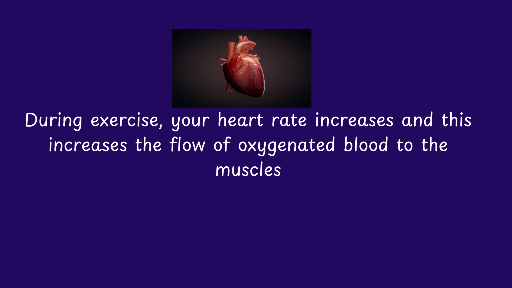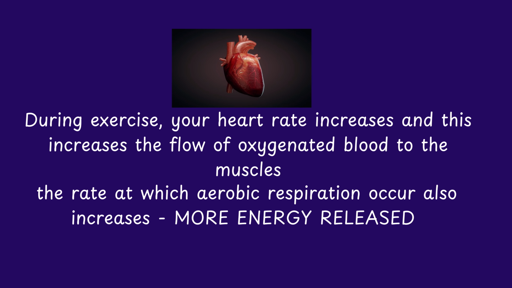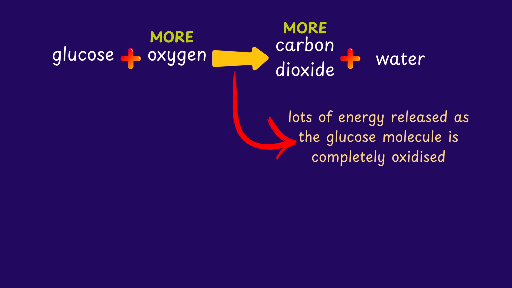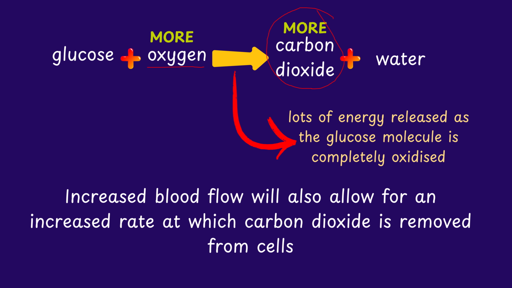During exercise, your heart rate increases, and this increases the flow of oxygenated blood to the muscles. The rate at which aerobic respiration occurs also increases, so more energy is released. So if the increased blood flow allows for more oxygen to get to your cells, it means that more aerobic respiration will be taking place. It means that more carbon dioxide will be produced. And so this increased blood flow will also allow for an increased rate at which carbon dioxide is removed from our cells.